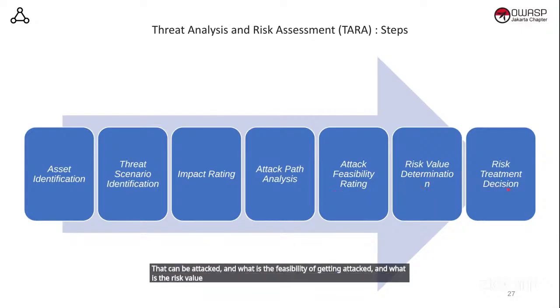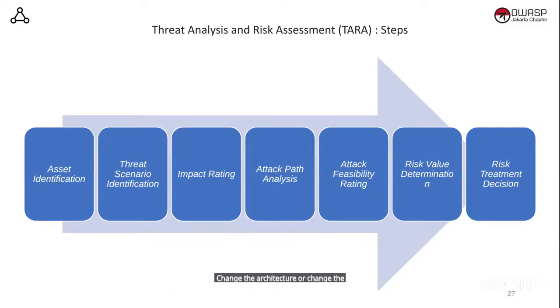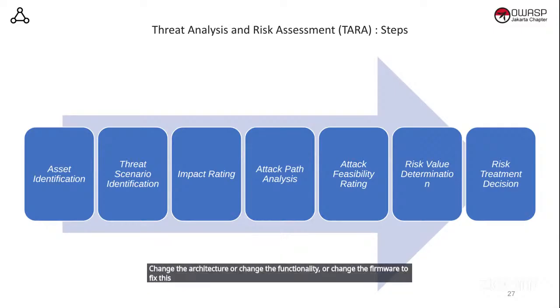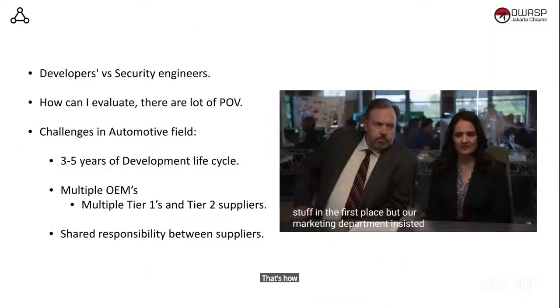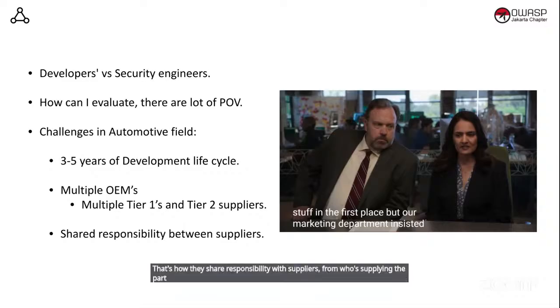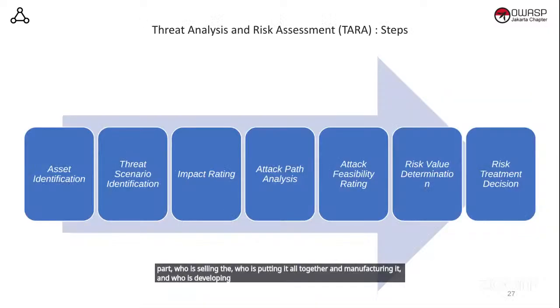And then based upon the risk, generally companies will make a determination of whether we'll live with this risk, or we will change the architecture, or change the functionality, or change the firmware to fix these vulnerabilities. That is how it actually happens. That's how they share responsibility with suppliers: who is supplying the part, who is selling it, who is putting it all together and manufacturing it, and who is developing different models for that.